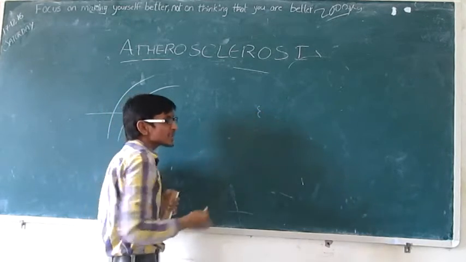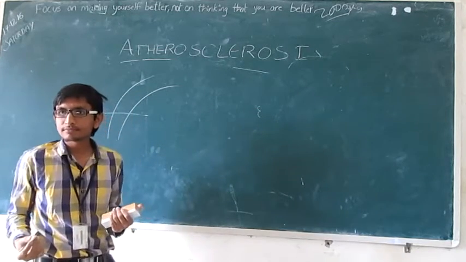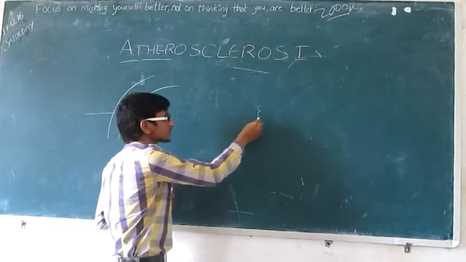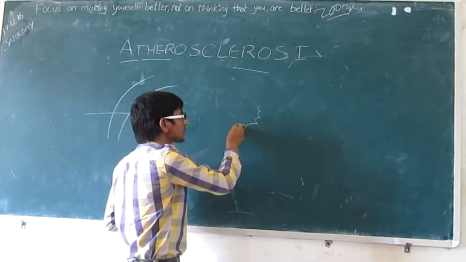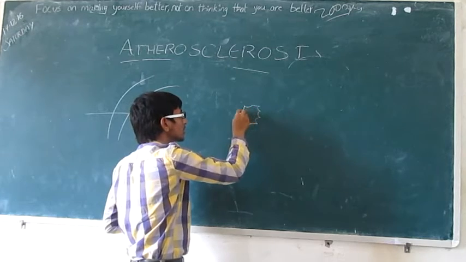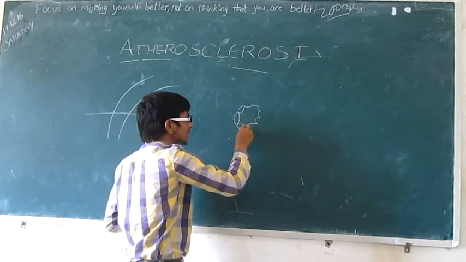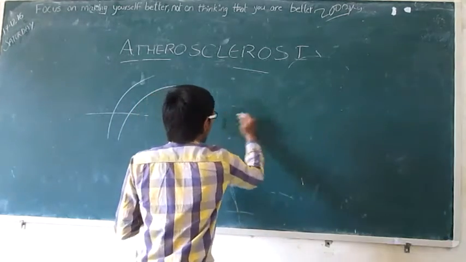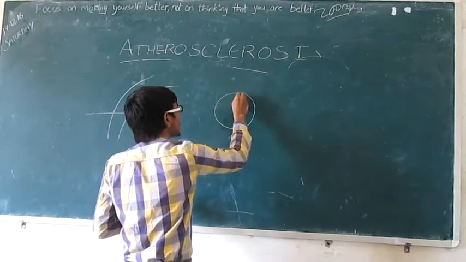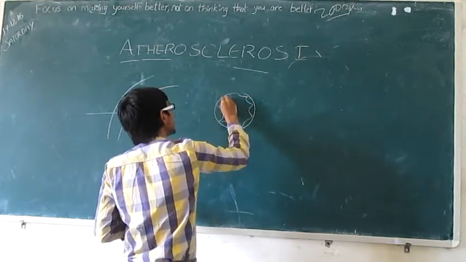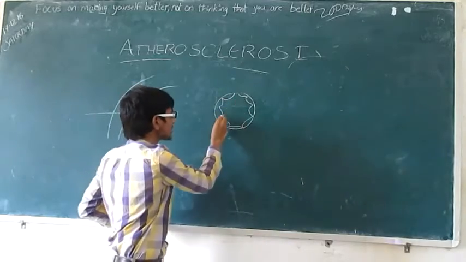Do you know which layer is in contact with the lumen? Yes, tunica intima. So this tunica intima is composed of what? Yes, endothelial cells. These are endothelial cells.